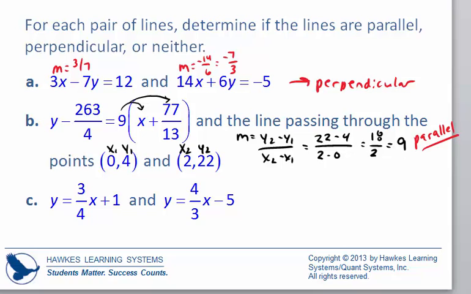For our third example, what are your slopes? Both of these are in slope-intercept form. So we have a slope of 3/4. We have a slope of 4/3. The slopes are not equal, so they're not parallel. And they don't have the opposite reciprocal nature. They are reciprocals, but they're both positive. So these two lines are neither parallel nor perpendicular.